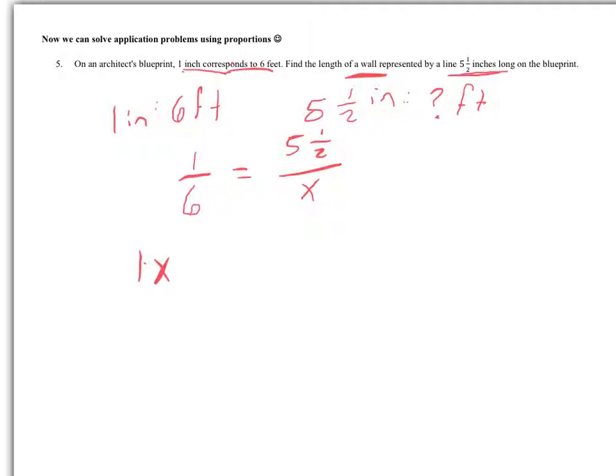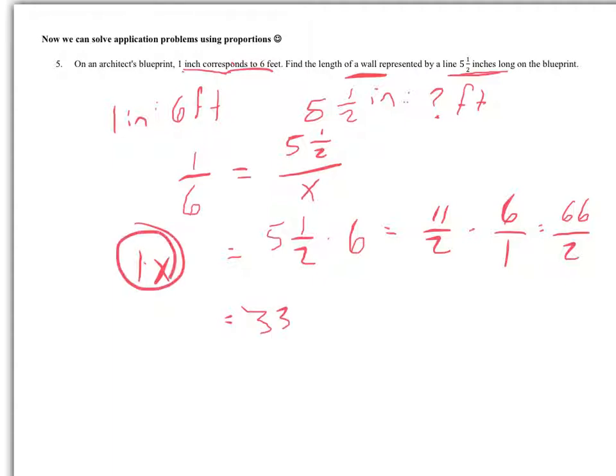1 times x is equal to 5.5 times 6. Now to multiply those two numbers on the right-hand side of the equation, we need to write our first number, 5.5, as an improper fraction. 5.5 would be 11 halves. 5 times 2 plus 1. And that 11 halves we're going to multiply by 6 over 1. Now 11 times 6 is 66. 2 times 1 is 2. Finally, 66 divided by 2 is 33.